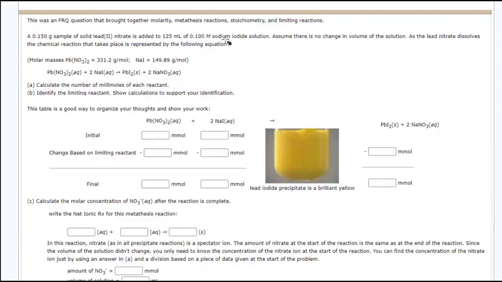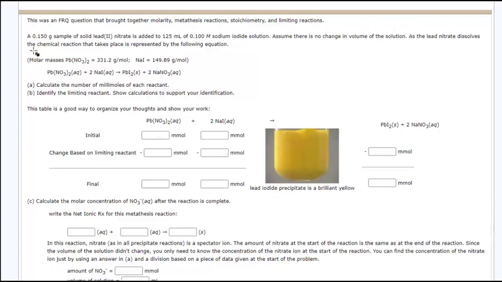a 0.1 molar sodium iodide solution. So we've got a solid that we're dumping into a solution. They give us the mass and formula of the solid and also the volume and concentration. So we're going to be able to find those moles pretty easily. Assume there's no change in the volume of solution.